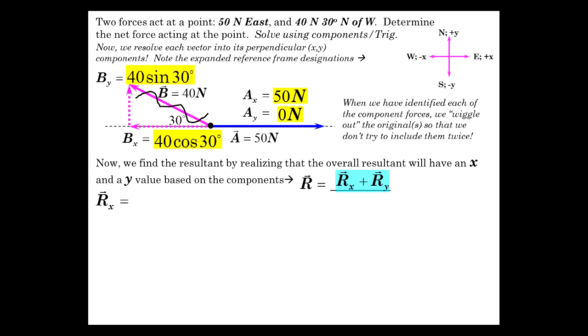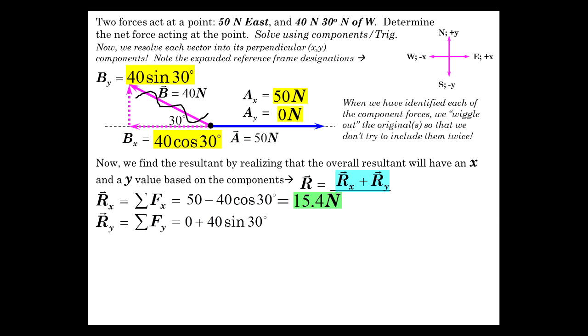So the total amount in the x is from both the A and the B, and that's the sum of the forces in the x. 50 minus 40 cosine of 30, which is 15.4. And the resultant in the y, sum of Fy, 0 plus 40 sine of 30 is, so there's our components of the resultant.